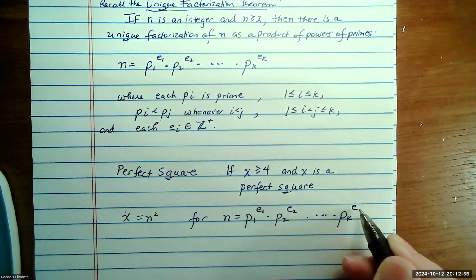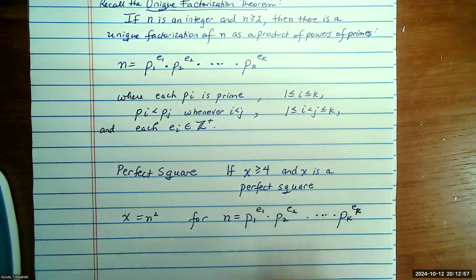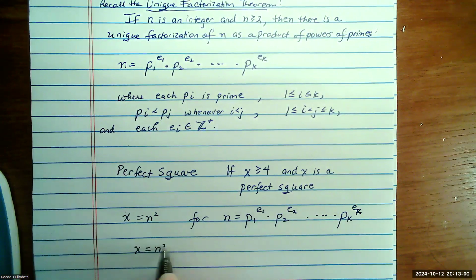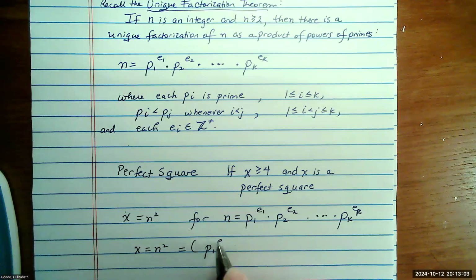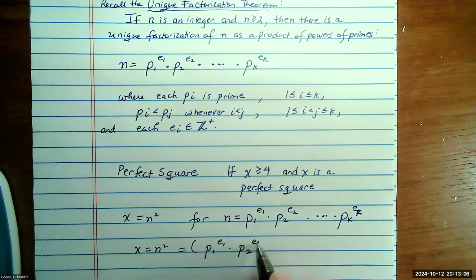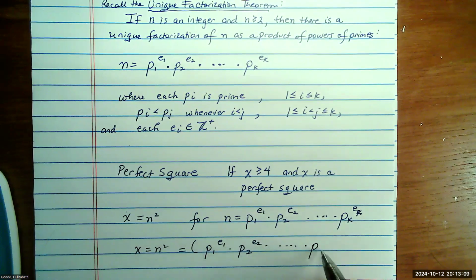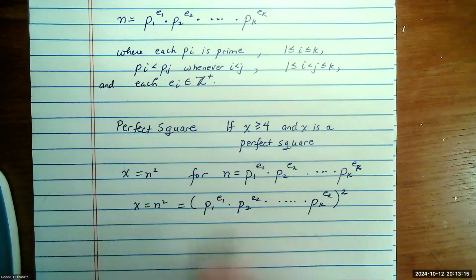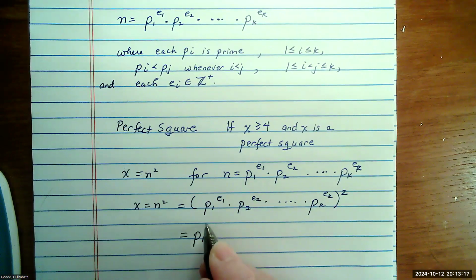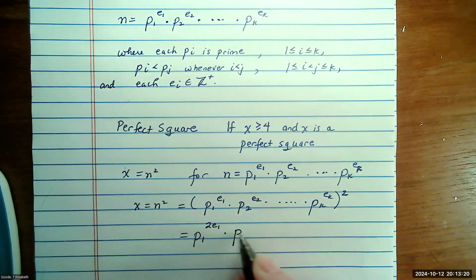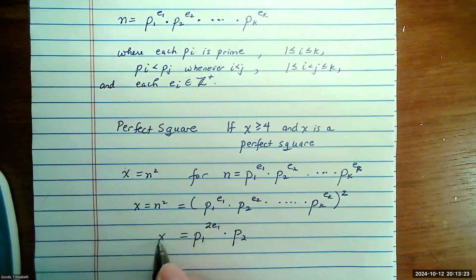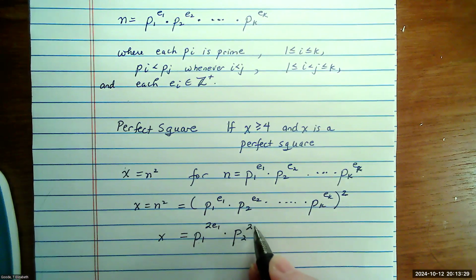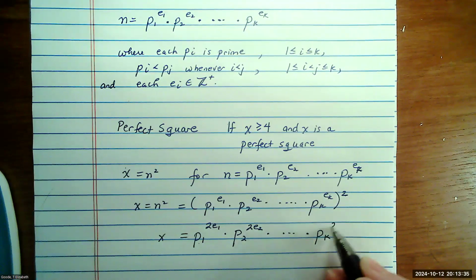And then we raise, oops, it should be a k. Then we raise that to the second power to look at x. So x is n squared. So that exponent of 2 that is here, because we're looking at n squared, gets distributed. And we use laws of exponents to realize that, hey, x looks like p1 raised to the 2e1 times p2 raised to the 2e2 times ... times p sub k raised to the 2e sub k.